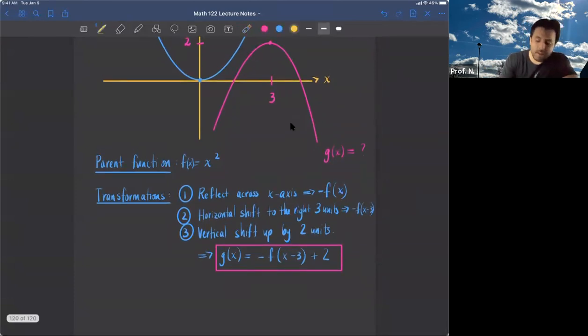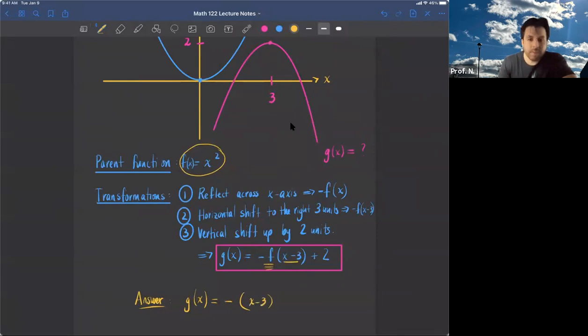Now, what we're going to plug into the actual box is not exactly this graph. Because what is f of x? Remember, f of x is our parent function. So the final answer for g of x will be negative parentheses, and what we have inside is x minus 3. And what am I doing to x minus 3 in terms of my function f? I'm squaring it. And then I'm adding plus 2. And so this is the final answer.